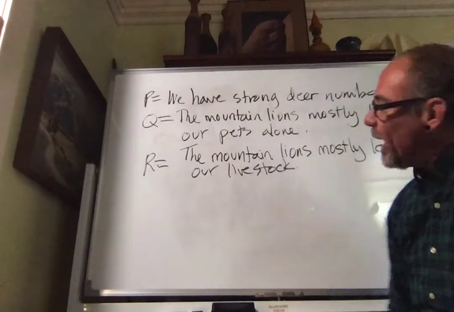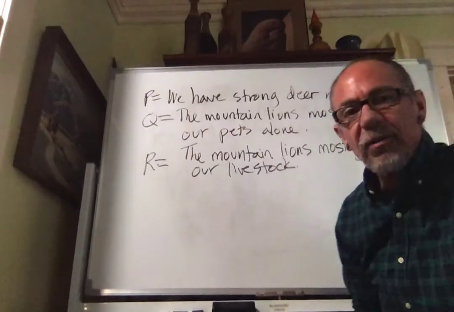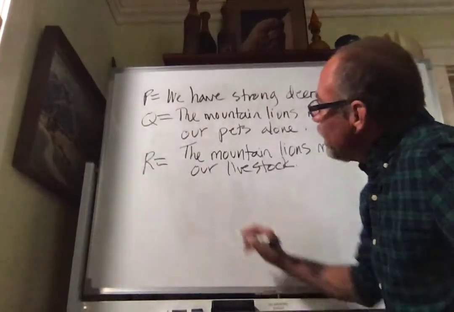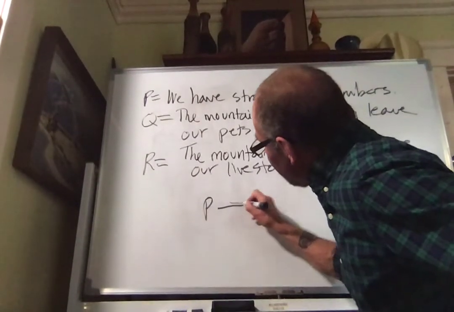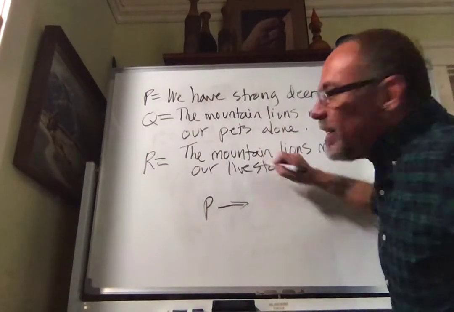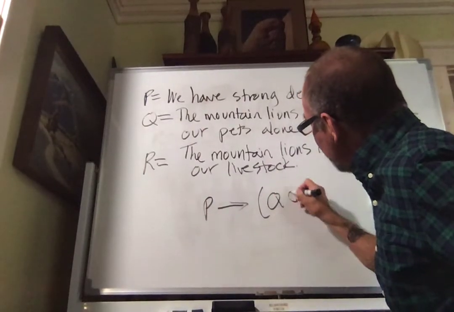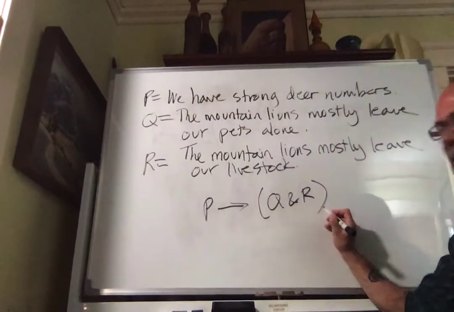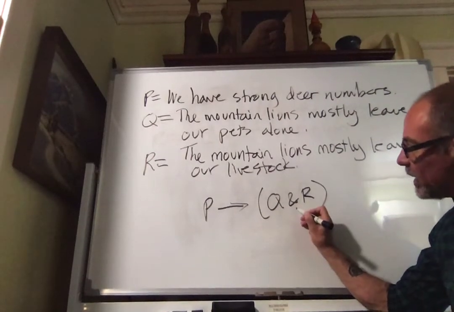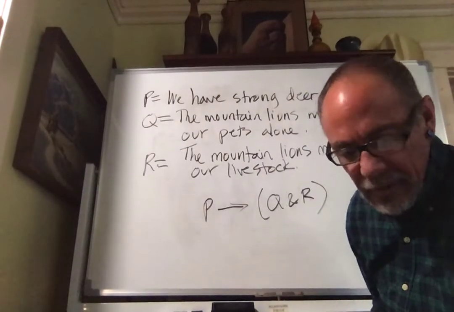I hope you notice how the statements that we've let Q and R stand for were grouped together in the original. Clearly, P by itself is the antecedent here. If we have strong deer numbers, then these things both happen. So group Q ampersand R together inside of parentheses to make explicit that this conjunction is the consequent and P by itself is the antecedent.